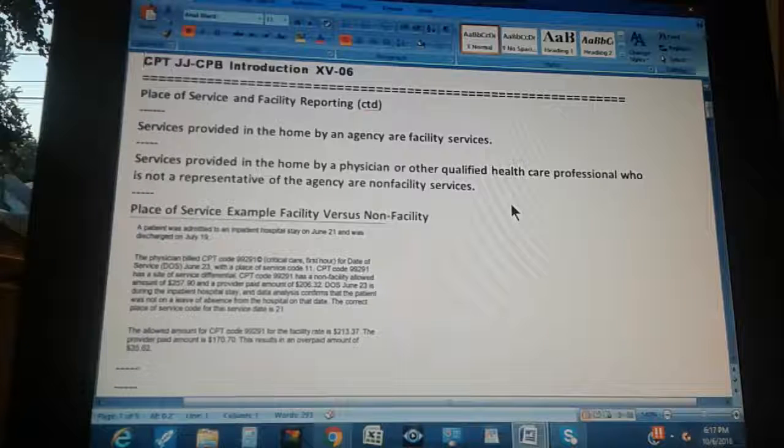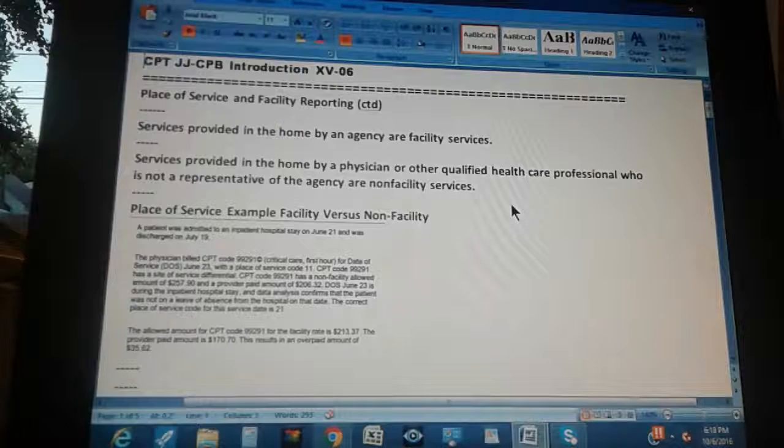When an agency provides care in the home, that is a facility service. When an organization sends somebody to the home, that's a facility service. When a particular doctor or other healthcare professional goes independently to a home, that's a non-facility service. And why is this important? Because the payment is different.